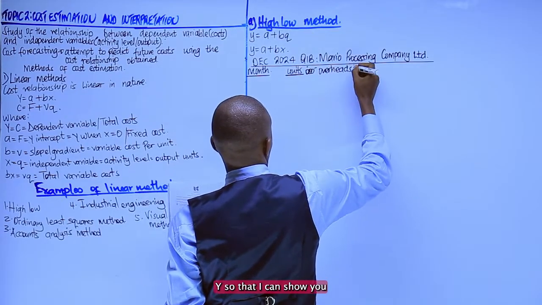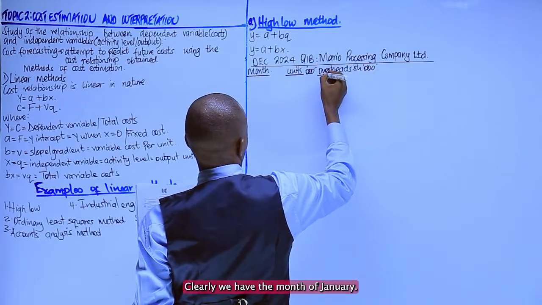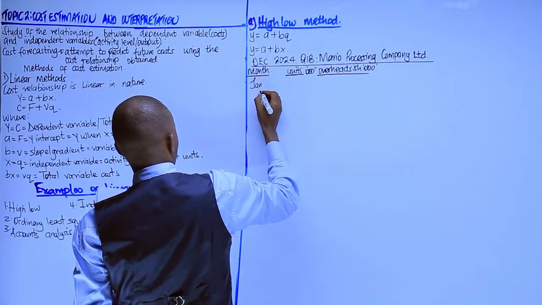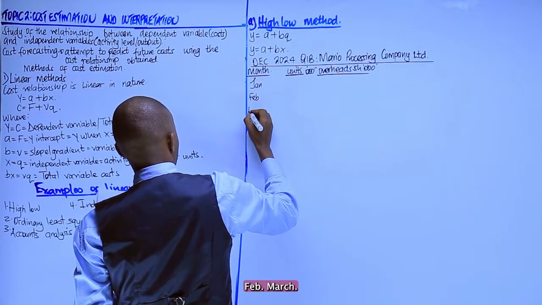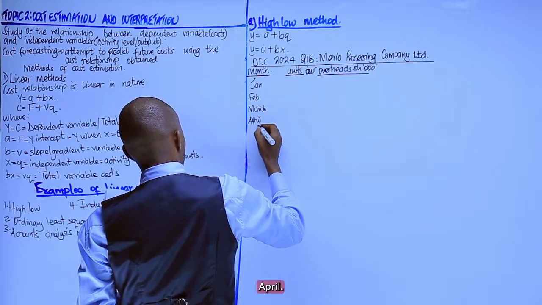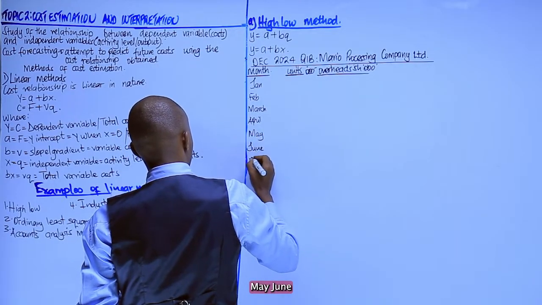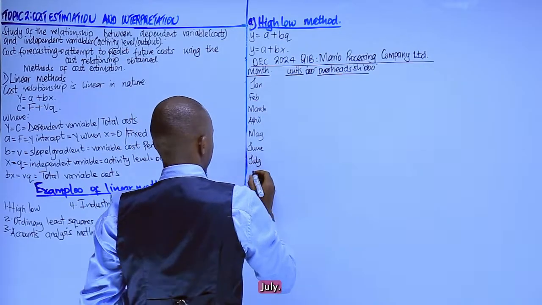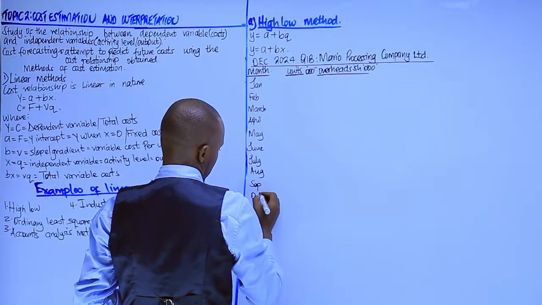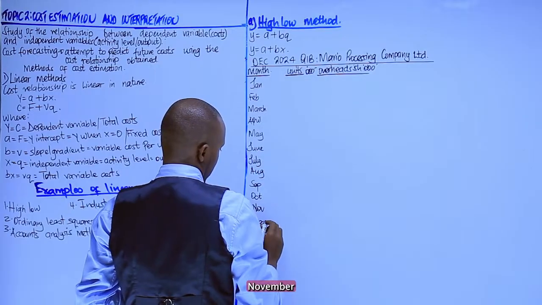Why? So that I can show you what is happening clearly. You have the month of January, Feb, March, April, May, June, July, August, September, October, November, and December.